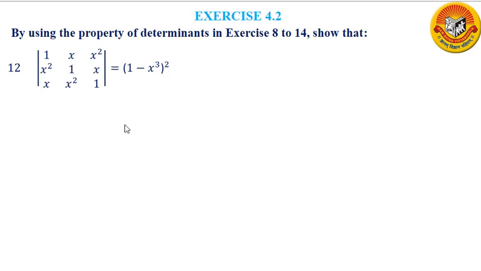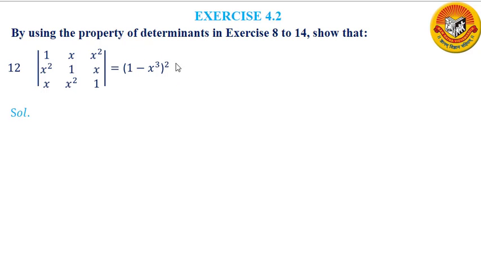Okay, now let us come to this 12th question. Here the left hand side is the determinant with rows 1, x, x square; 1, x square, 1; and on the right hand side I have to prove that this is equal to (1 minus x cube) the whole square. Now this 1 minus x cube, you can think of this as a cube minus b cube.